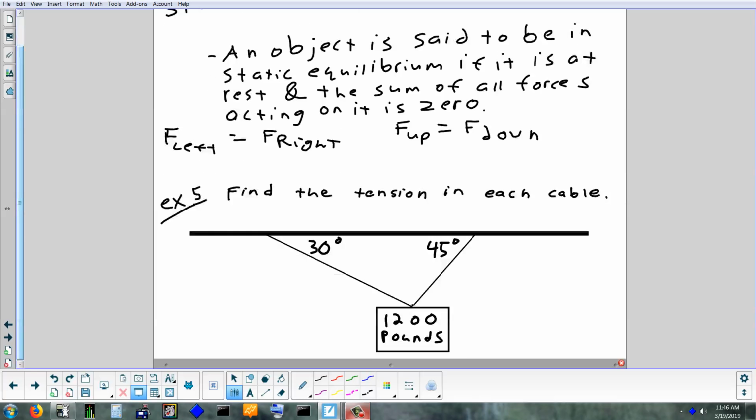Okay, so that's the idea. We have two cables supporting a weight, but the cables are different lengths. If the cables were exactly the same length, then they would each have the same tension. That would be easier. But they're different lengths. The other thing is the cables are not perpendicular to the weight.